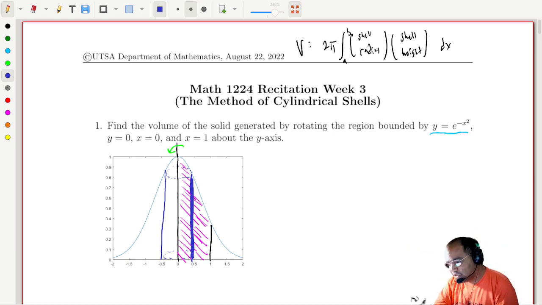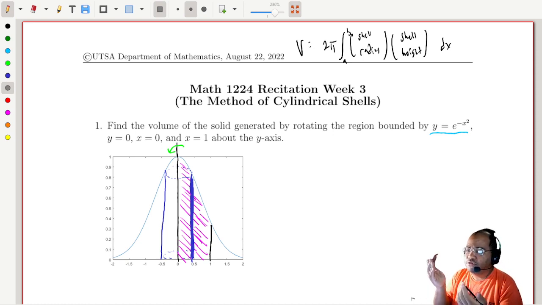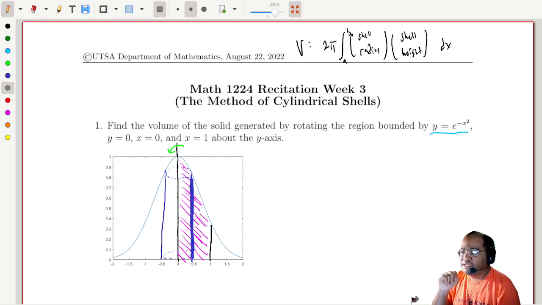So we need to figure out our shell radius and our shell height. And now here's going to be our procedure for how to do this. We need to know that for shells, the shell method will combine both the top minus bottom and right minus left principles from area between curves.